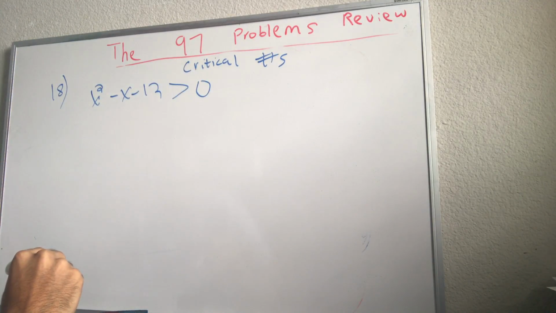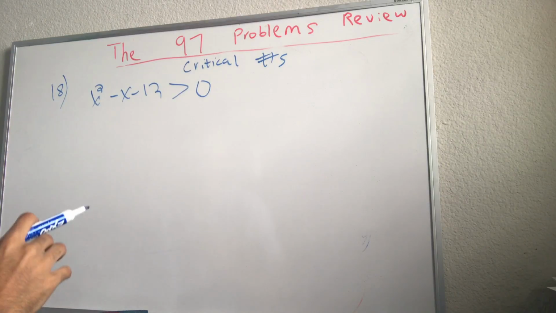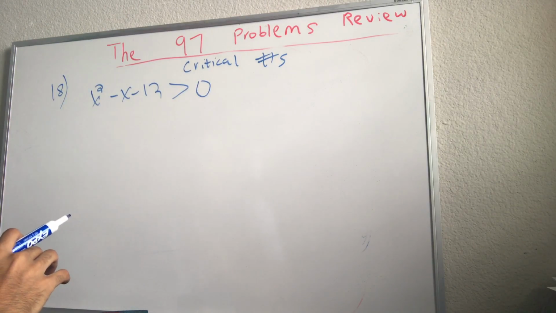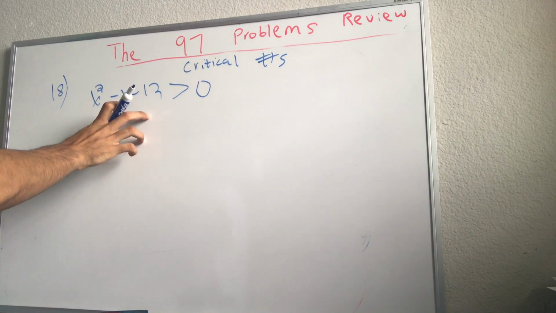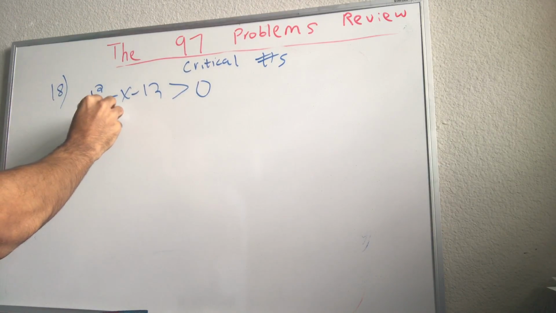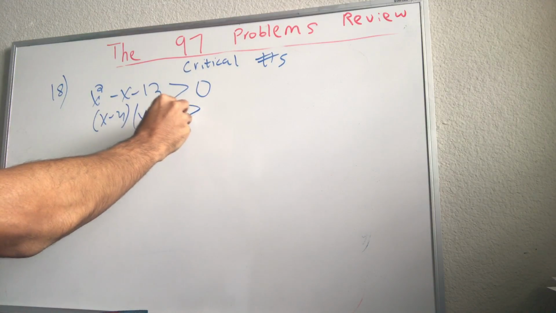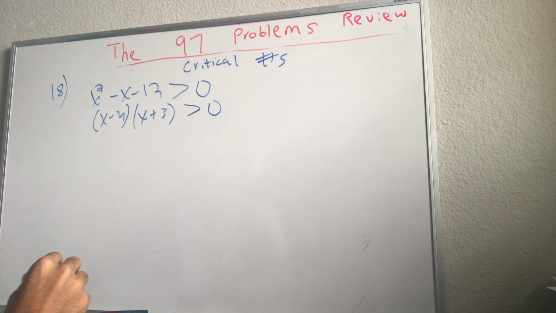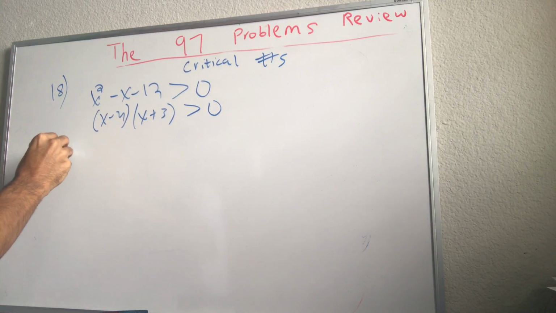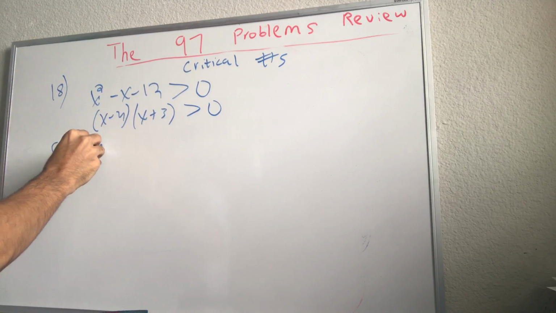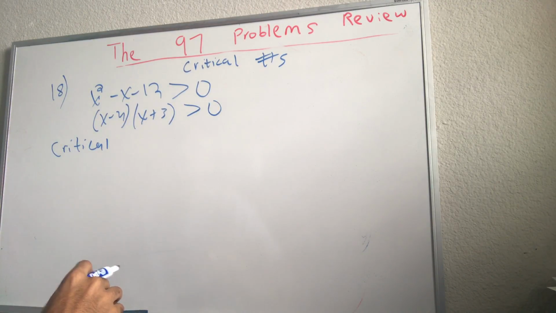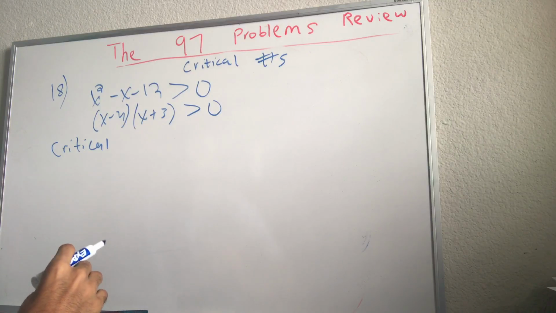And so to determine the critical numbers and exactly where the solutions lie for this specific problem, we have to factor this out. We factor this out, we get x minus 4 times x plus 3 is greater than 0. So we know our critical numbers, and these numbers are really just numbers that you get once you factor out your expression.